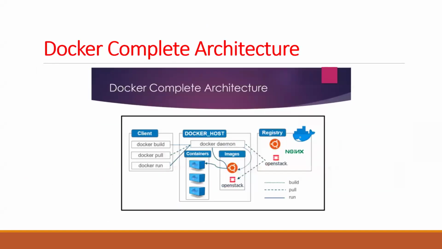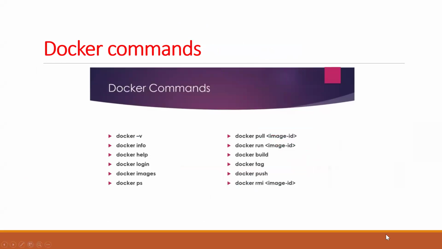So what do you know, guys, as of now? Docker installation, Docker version, Docker info, Docker help, Docker login. Docker login is how we can push and pull images to Docker Hub; we need authentication for that, so we need to log in. Docker images lists the images we have. Docker ps is the process state, which shows whether a container is running or stopped.